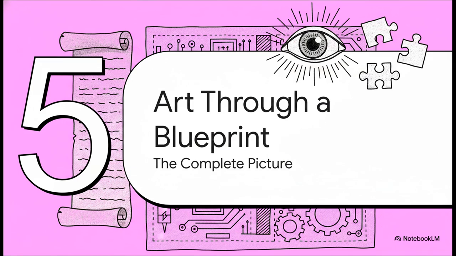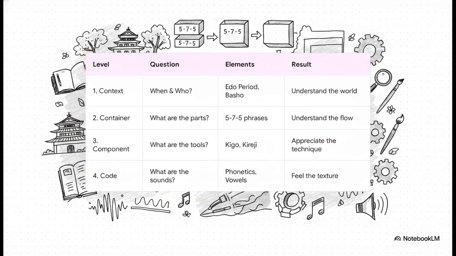Okay, let's pull the camera all the way back out. We've looked at the poem through all 4 of our lenses. Now let's put it all together and see the complete blueprint. This table really sums it up perfectly. We started way out at the context level to get the world of the poem. We zoomed into the containers to see the 5-7-5 structure, the flow. Then we looked at the components, the poet's actual tools to appreciate his technique. And finally, we got down to the code, the sounds themselves, to really feel the texture of the poem.